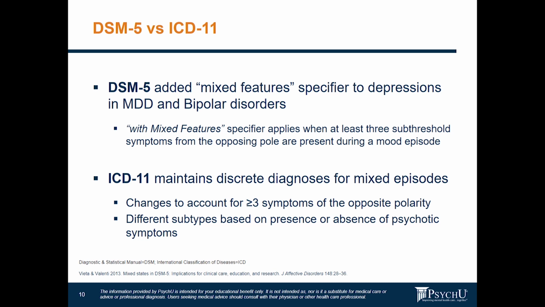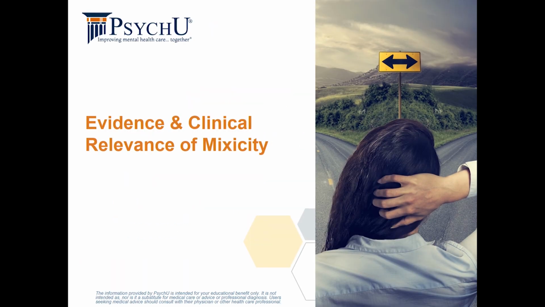Both of these, DSM-5 and ICD-11, have taken the somewhat arbitrary approach of requiring 3 or more symptoms of the opposite pole to be considered a mixed episode or an episode with mixed features. However, there is plenty of research that shows just 1 or 2 symptoms of the opposite pole can markedly impact outcome. Next, we're going to talk about some of the recent evidence for depressive mixed states in particular, and the clinical relevancy of mixicity, especially as it pertains to depressive episodes with mixed features.